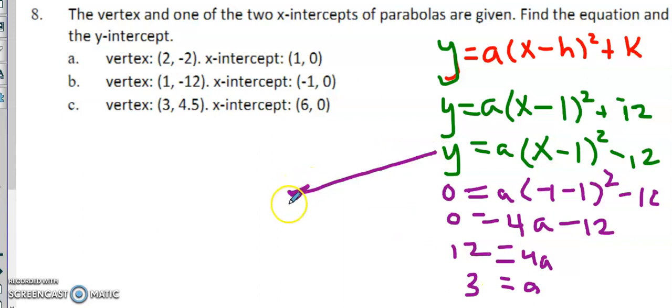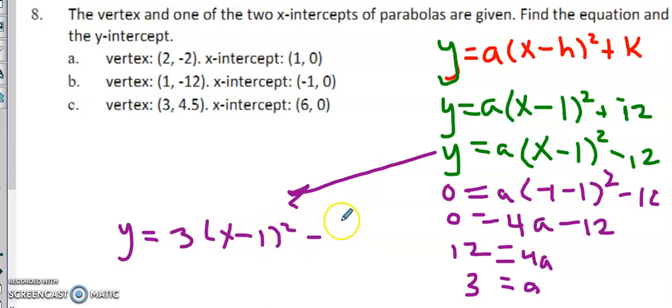So using this equation here, final answer is y is equal to 3 times x minus 1 quantity squared minus 12. Go ahead and finish up the third one, and then turn the video back on when you're ready to continue.